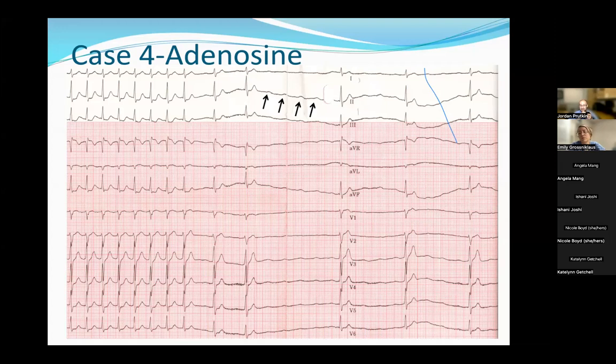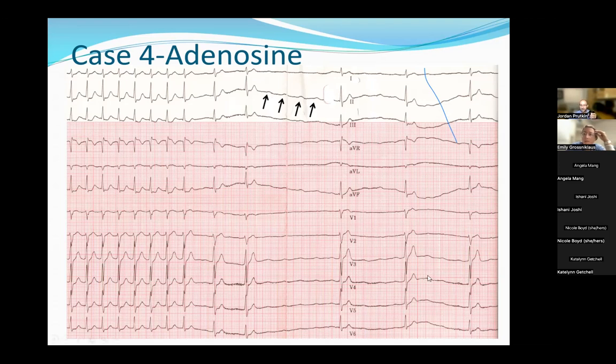So in this case, the person got adenosine, and those arrows there that I put are showing P waves. So when you give adenosine, you block in the AV node. If it terminates the tachycardia, it gives you a sense of whether it's AVNRT or AVRT. But if it doesn't terminate it and you see P waves marching through, that's most consistent with either atrial tachycardia or sinus tachycardia. And so that's really helpful to me.